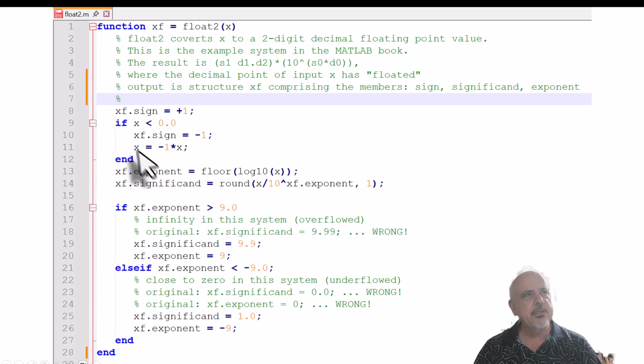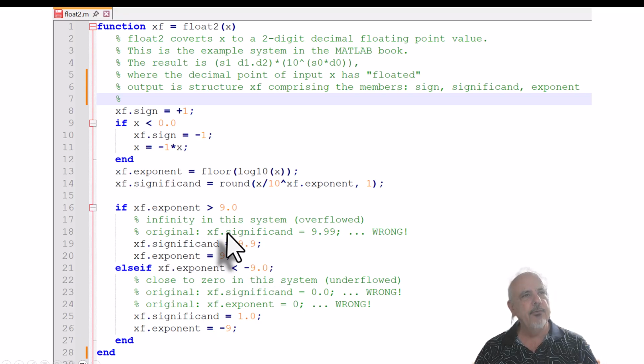So I think the sign will take care of itself because it's already coming in. You've already set the sign, and then it never changes. And then if it were negative, then you make the x positive for the purposes of finishing out the function. Okay, so big overflow is handled properly. Initially, I had 9.99, but that's wrong. It's a 2-digit thing. So I've got to make sure I get 9.9 in the right exponent.